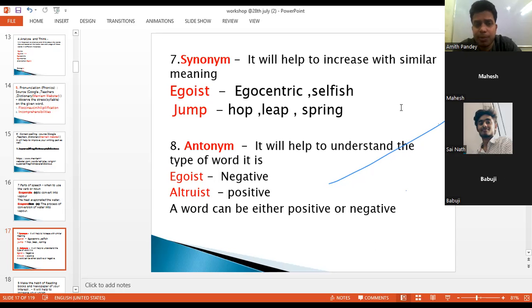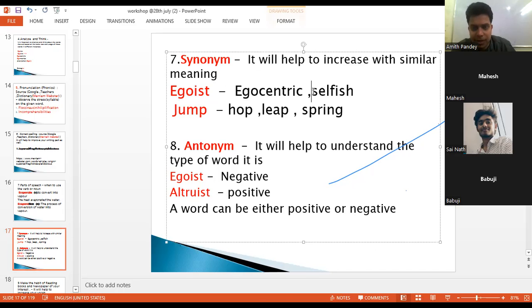let's say you're learning a particular word called egoist. In case you don't know what egocentric is, but you might be aware of selfish. So just learn from the known to unknown. Okay, selfish is a word which you already know, so with that, you can learn egoist. And egoist is similar to selfish.